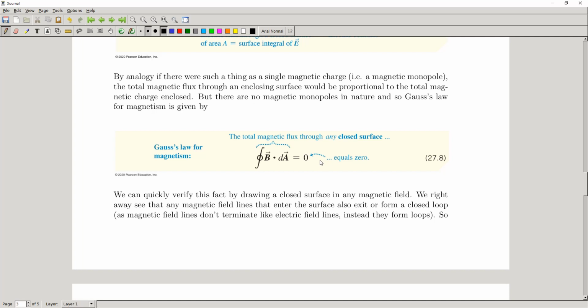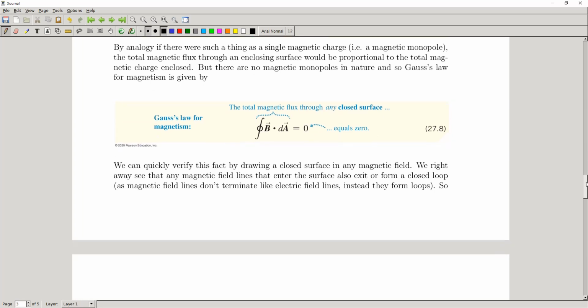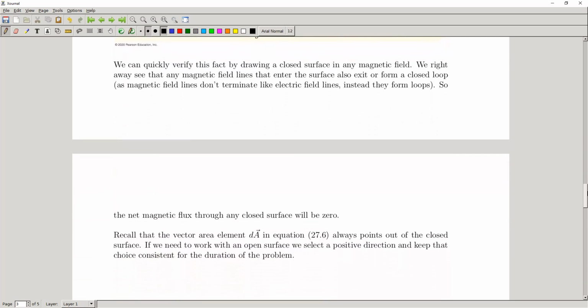And so that's just a long story of how this is Gauss's law for magnetism, and we just have to remember that the right-hand side is always going to be zero. Okay, we're never enclosing any magnetic charge, any net magnetic charge.